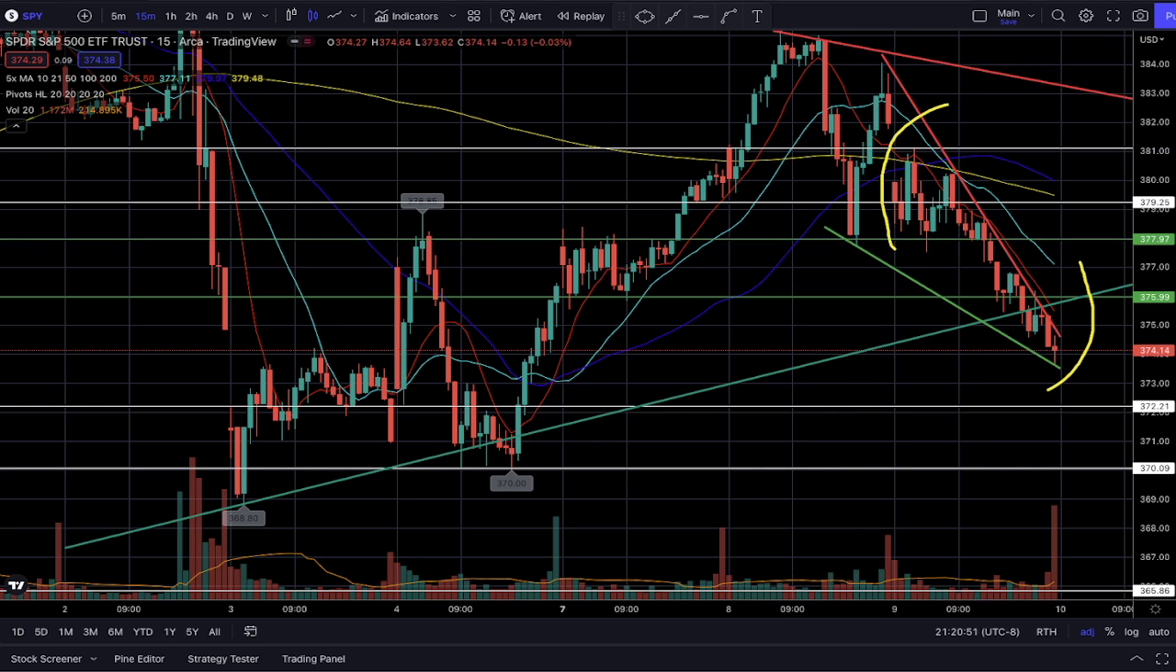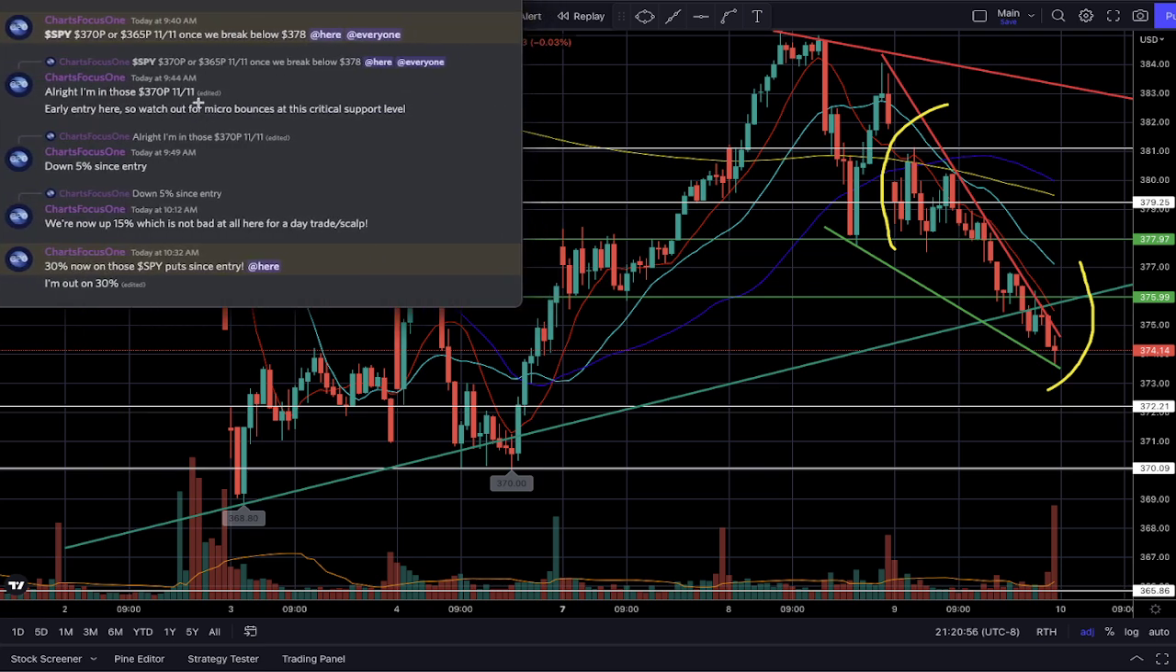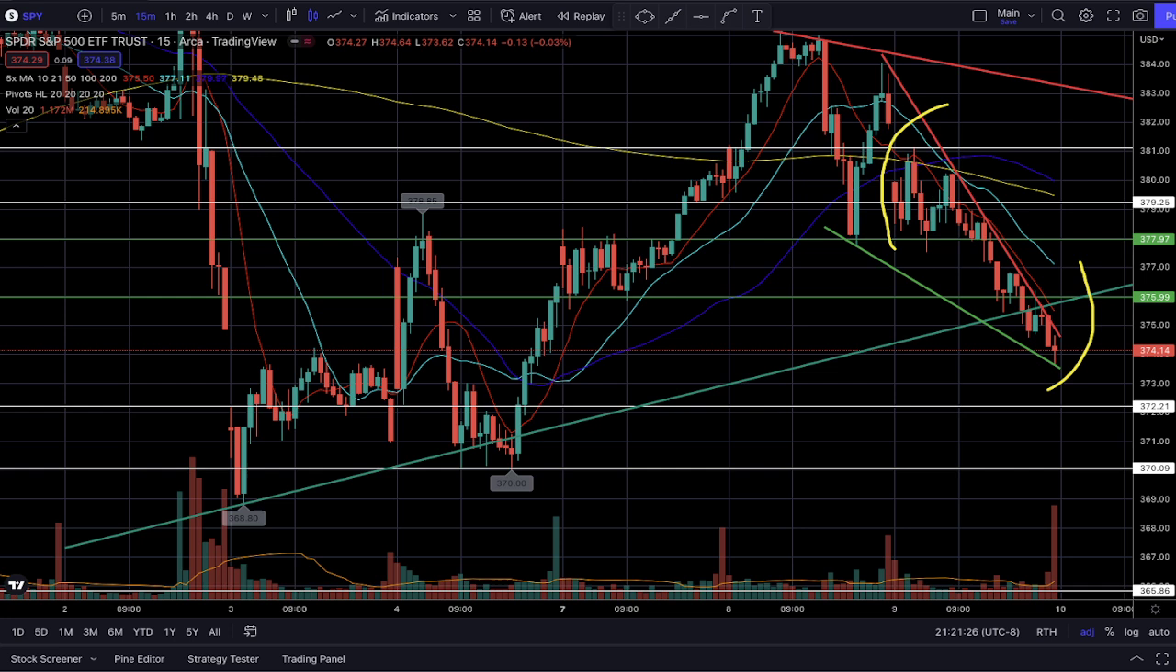So here is the exact trade that I sent in. SPY 370 puts or 365 puts that expire this week on Friday. So weekly expiration contracts once you break below 378. And I got in at around 9:44 a.m. I will just say 9:45 for the simplicity of things here. And it was an early entry, because I wasn't waiting for the actual confirmed breakdown below 378, which would have been a more ideal entry.